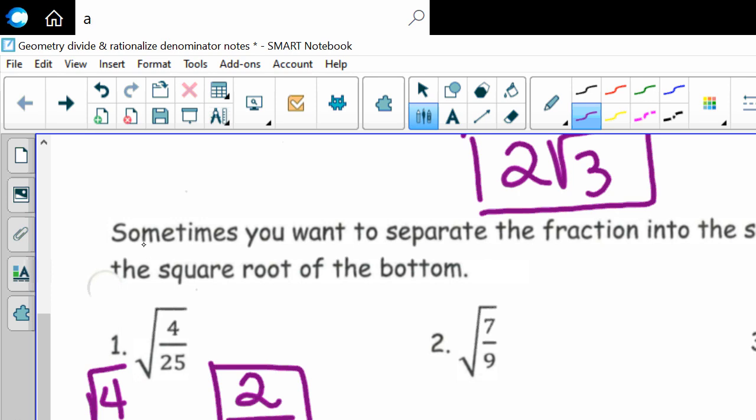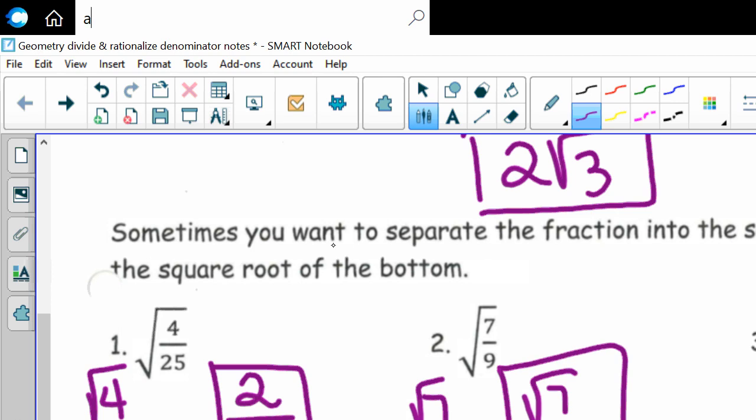Number 2, again, square root of 7 over 9. And that's not going to divide and give me a nice whole number. They don't have anything in common that I can reduce by. So I'm going to separate: square root of 7 over the square root of 9. On top, the square root of 7 is not a perfect square. I can't do a factor tree or anything on it, so it stays the square root of 7. On the bottom, the square root of 9 is 3. So there's my answer, square root of 7 divided by 3.